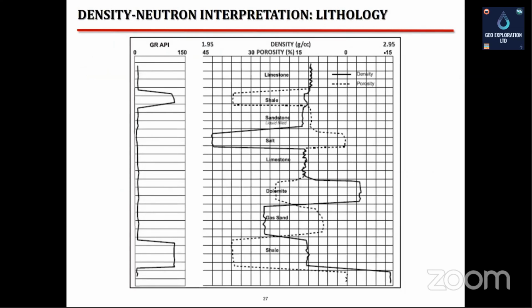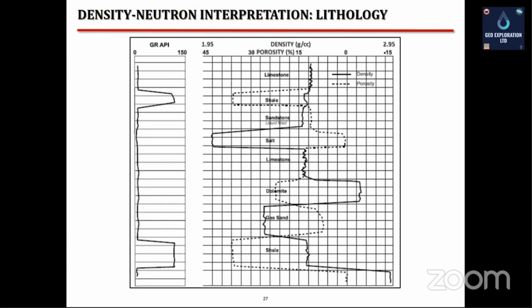Density neutron interpretation coupled. Lithology. Density and neutron logs are always displayed on the same track and with their scales reversed. This helps in interpreting lithology and porosity of the formation based on their crossover patterns. It also helps us to identify the presence or absence of hydrocarbons in the reservoir.